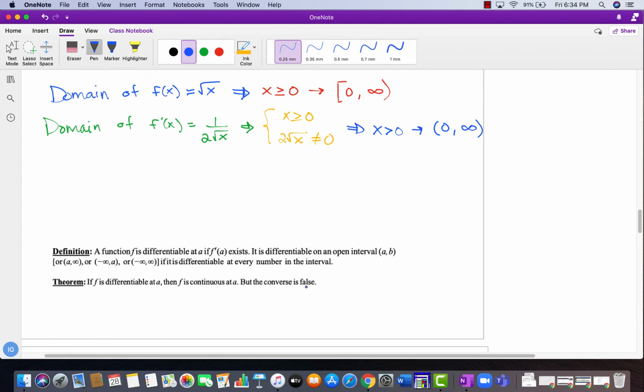But the converse does not work. So remember, this is an if-then. So if this, then this happens, okay? The converse of this will be the other way around. So if this, then this happens, right? The converse will be the other way around. So this is saying that if it's continuous, not necessarily is it going to be differentiable at a. So it doesn't always work, okay?